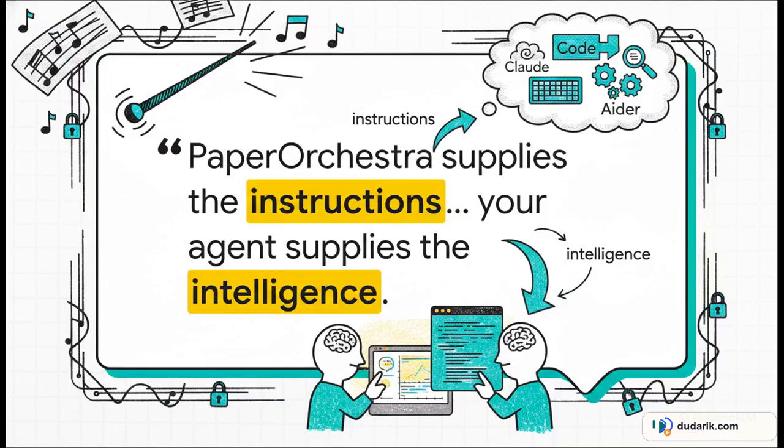PaperOrchestra supplies the instructions and the deterministic guardrails, while your chosen agent supplies the intelligence. It doesn't try to replace your favorite AI model. Nope, whether you're using Claude Code, Cursor, Cline, or Aider, this framework just provides the rigid rules so your host agent can actually focus on its real job, deep reasoning.